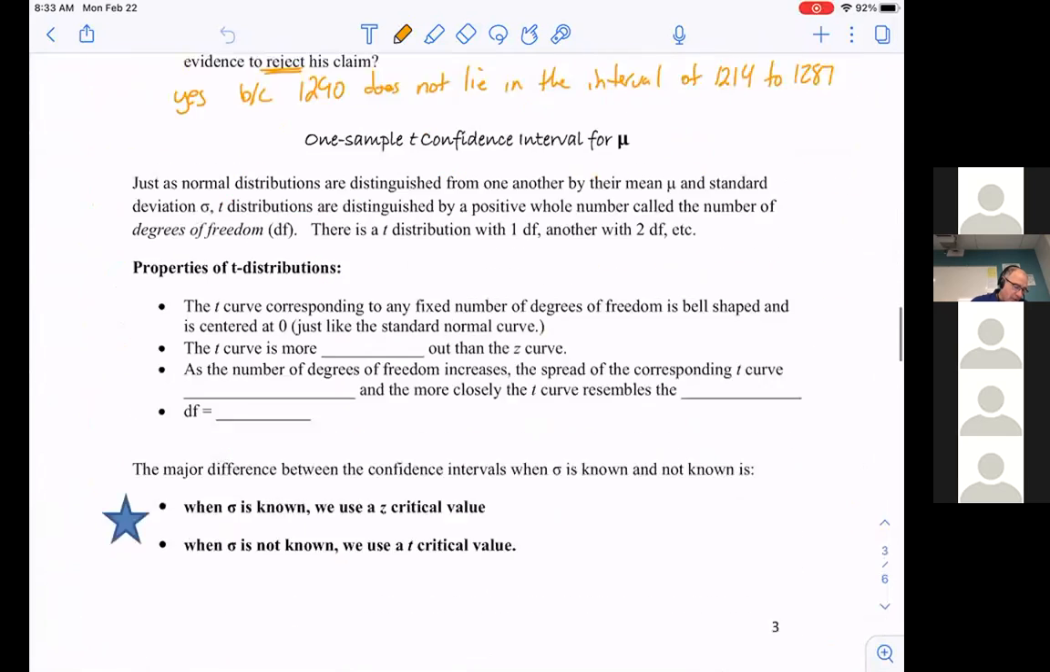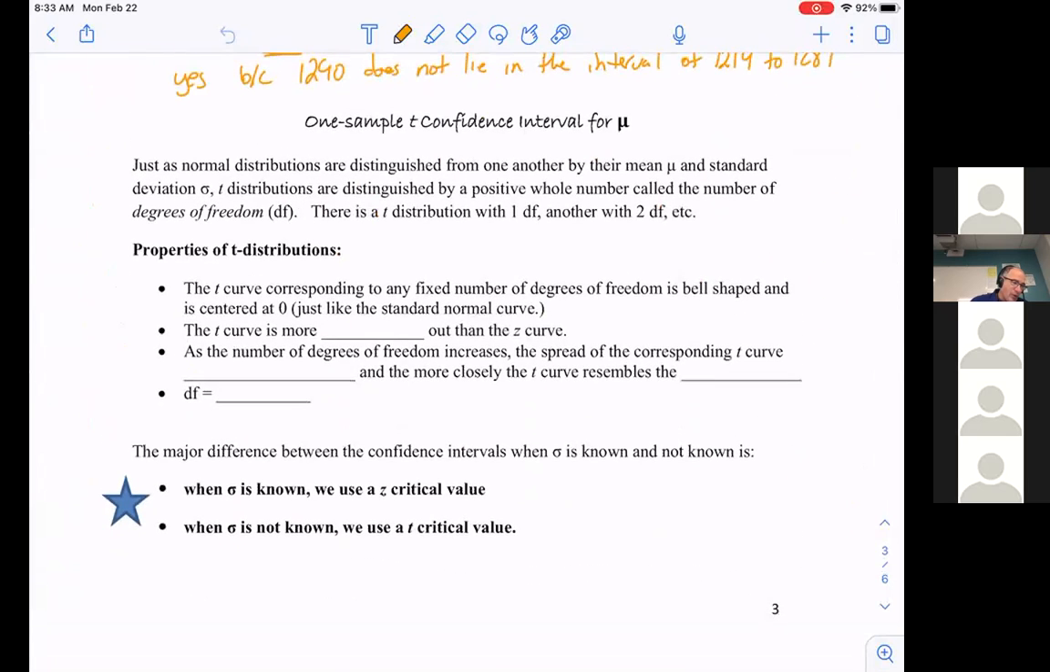All right, so here we are. We're in our T distribution. So we're going to be basing this interval off of a T distribution for mean mu. Okay, so what happens is we have one curve. It's going to have 1 degree of freedom. We're going to have a second curve. It has 2 degrees of freedom, et cetera, et cetera.